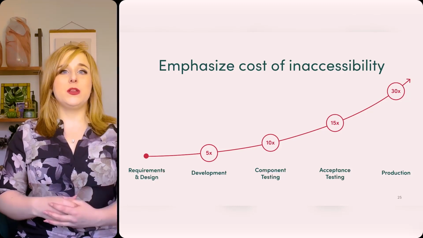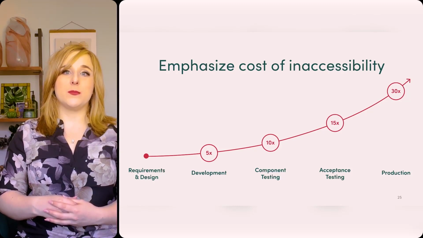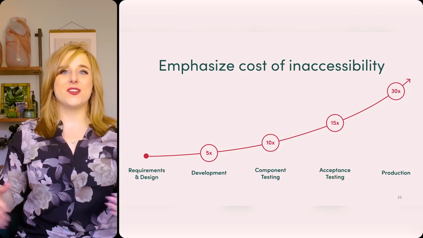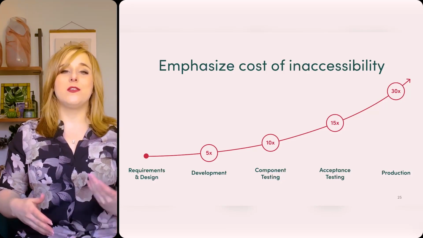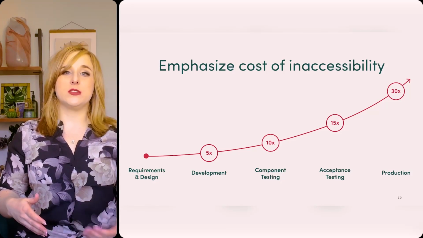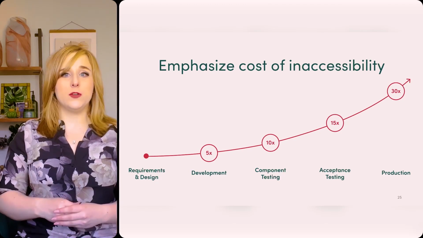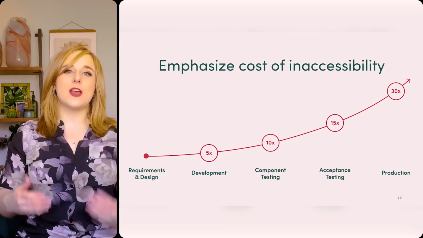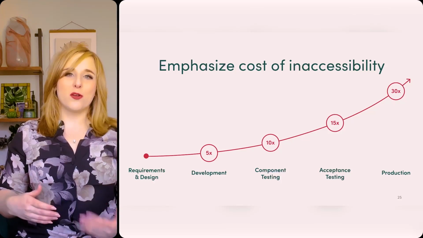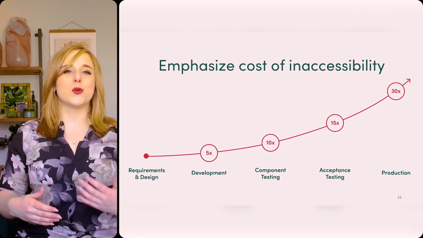As an accessibility issue moves through the product development lifecycle, fixing it actually takes more time and money. On average, an issue can cost 5 times more if it reaches development, 10 times more if it reaches component testing, 15 times more if it reaches acceptance testing, and 30 times more if it reaches production.